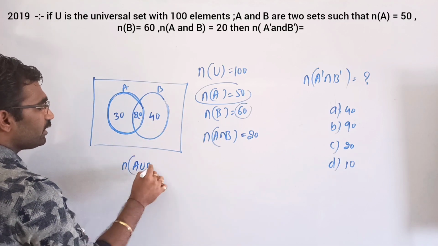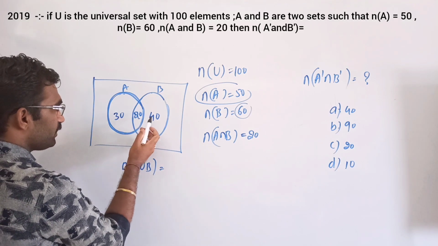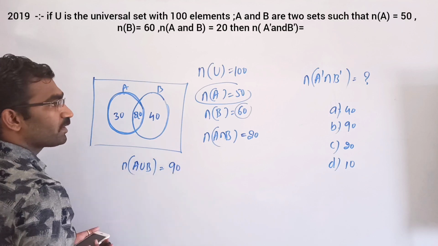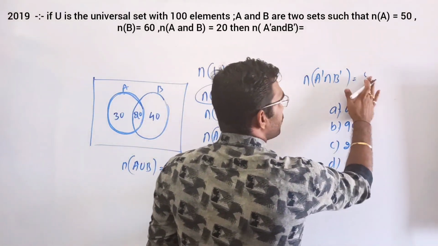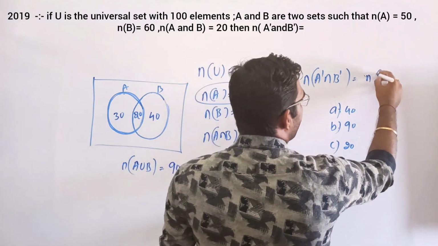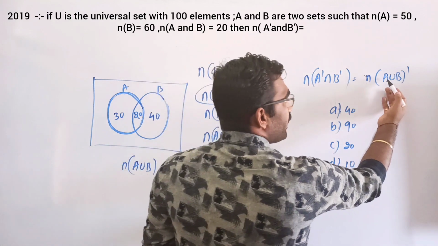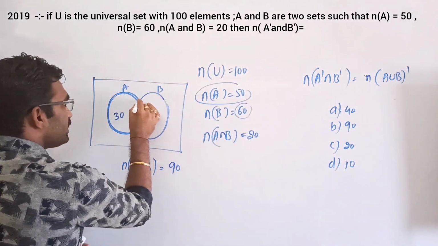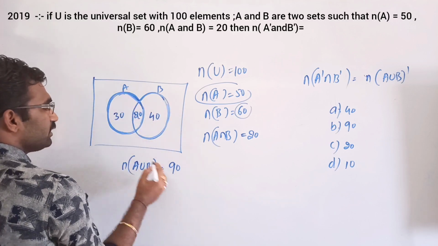If you add all the elements, you will get n of A union B. That is 30 plus 20 is 50, 50 plus 40 is 90. If you want to find this, by De Morgan's law, what can we write? n of (A union B)', which means the elements which are not present in this set. The elements present here are 90.